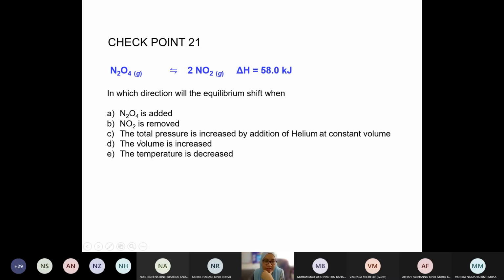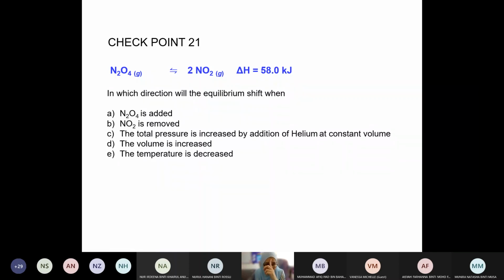Sorry for the interruption. Okay, the total pressure is increased by addition of helium at constant volume. Remember last time we have two conditions kan? It's either constant volume dengan constant pressure. So ada one of that condition tu it produce no effect. There will be no effect if helium is added ataupun if inert gas is added. So C ni is when inert gas is added into the system.